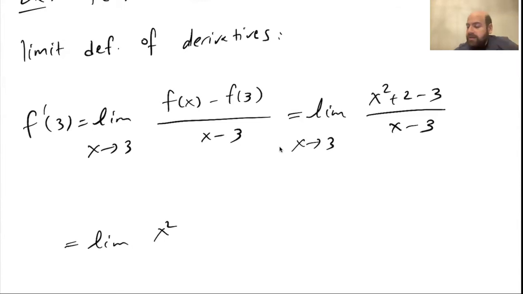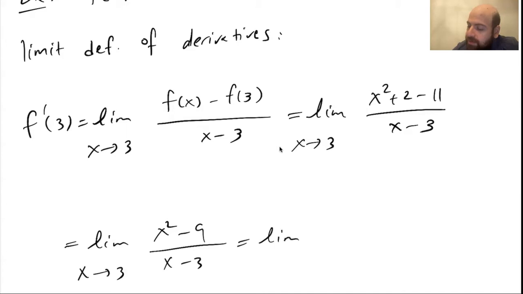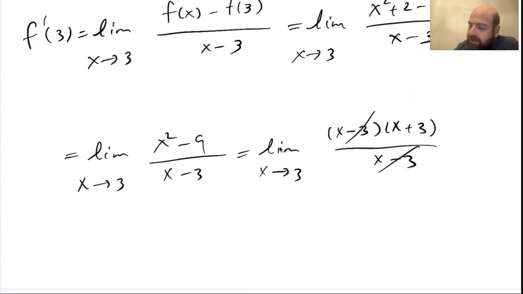So f of 3 is 11, not 3. Minus f of 3. F of 3 is 9 plus 2, which is 11. So x squared minus 9 over x minus 3, x approaches 3. And this is the limit of x minus 3 times x plus 3 divided by x minus 3, x approaches 3. Now this cancels with this, and the limit of x plus 3, x approaches 3 is 3 plus 3, which is 6. So that means f prime of 3 exists and is equal to 6.